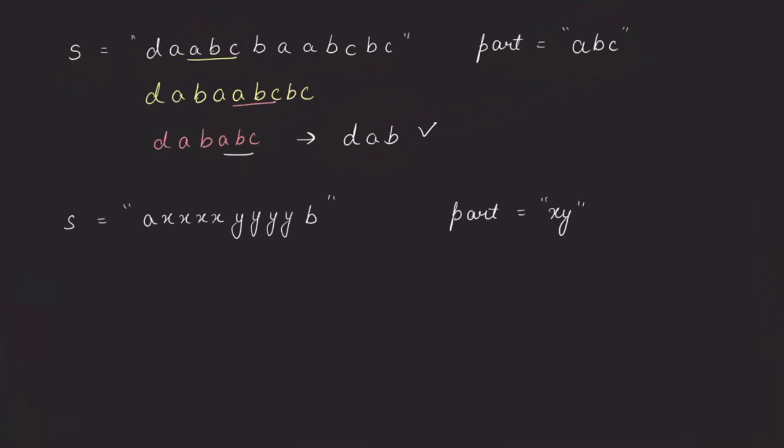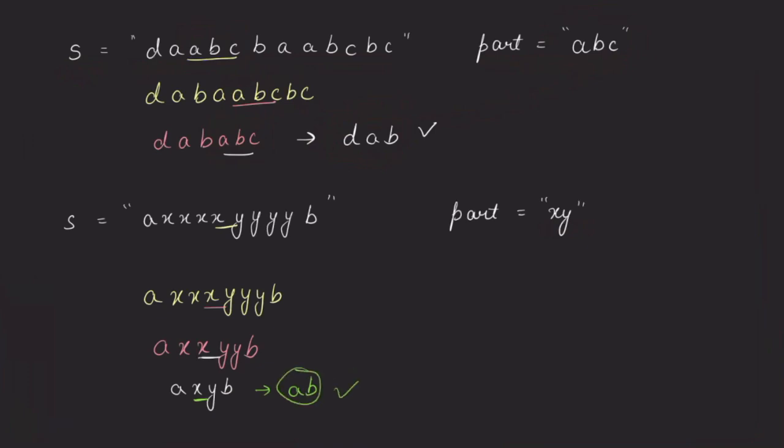Then if we look at the second example, here we need to find out xy, right? So we can see here it is present. After removing this, the remaining string will be a x x x y y y b. Again here xy is present, we will remove this, remaining string will be a x x y y b. Then this is xy, we will remove this, a x y b. Then again this is xy, we will remove this, so the remaining string will be ab, and this is our final answer which we will be returning, right? So basically we are just identifying where this string is present as a substring inside the string s, and we are removing all of its occurrences.